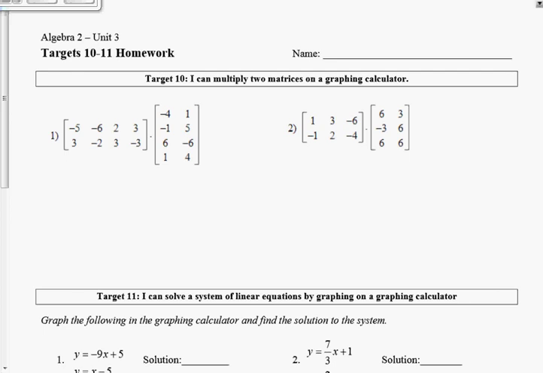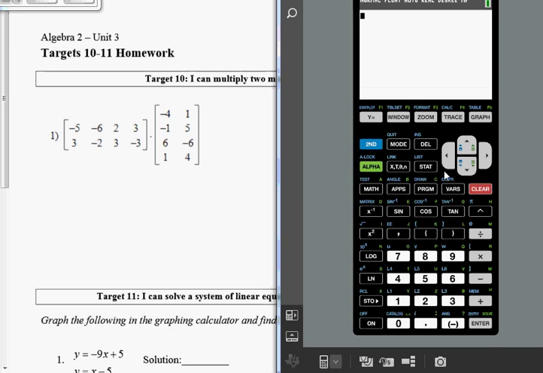So the first thing I need to do is plug the matrix from number 1 into the graphing calculator. Remember to do this, we hit second matrix and I scroll over to edit. Hit enter. When I look at my first matrix, it has 2 rows and 4 columns, so I'm going to make this into a 2 by 4 matrix, and I'm going to plug my values in. So -5, -6, 2, and 3. My second row, we have 3, -2, 3, -3.